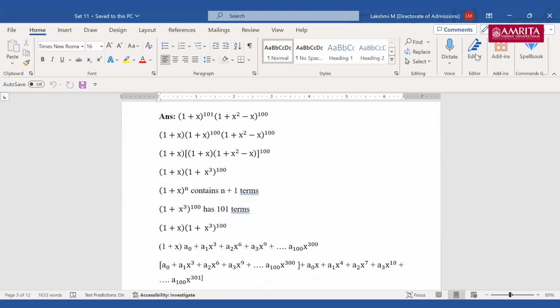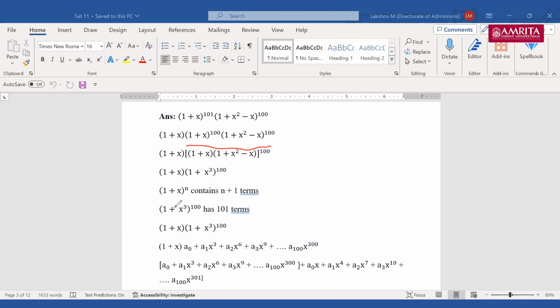So yes, I've just started with this. This is what I know. Most of the time you might feel it could be something like 201. I've just planned to write this in one go. So it's like 1 plus x into 1 plus x square minus x raised to 100, and this you'll be able to write as 1 plus x cube raised to 100 and 1 plus x.